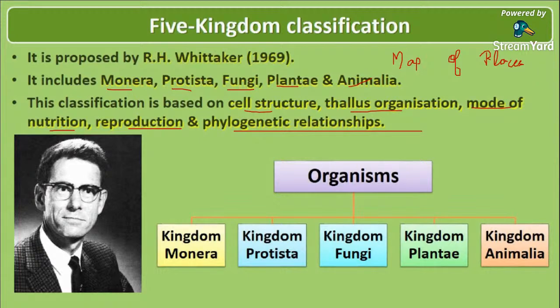Mode of nutrition, whether it is autotrophic, heterotrophic, chemosynthetic, everyone. Yes. Reproduction, asexual or sexual or vegetative propagation. Phylogenetic relationship, that is evolutionary relationship, that is due to heredity, ancient relationships. All these were considered under the classification of five kingdom system.